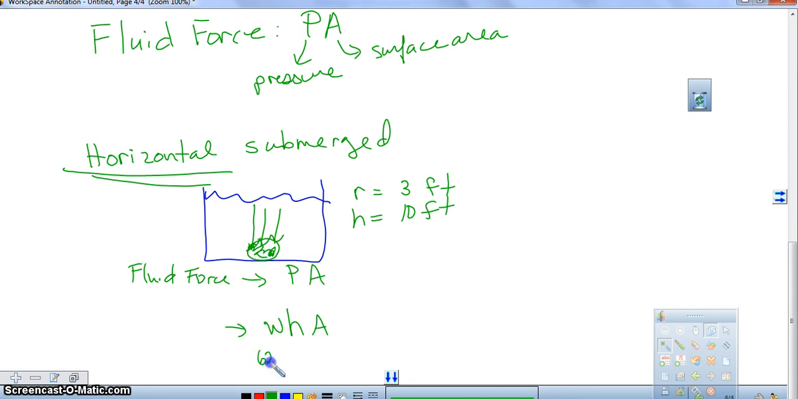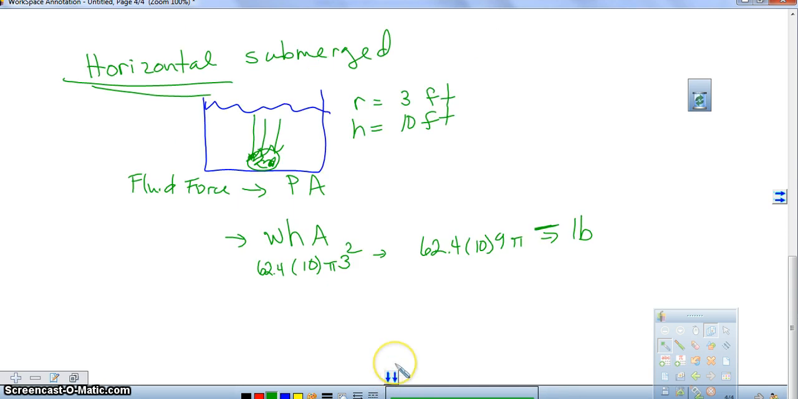So my weight density of water is 62.4, my depth is 10, and the area of that circle would be pi times 3 squared, which is, you get 62.4 times 10 times 9 pi. And whatever that is, that would be your fluid pressure. And that would probably be this answer, whatever those are multiplied, that would be in pounds because you're talking about feet, so that would go to pounds.